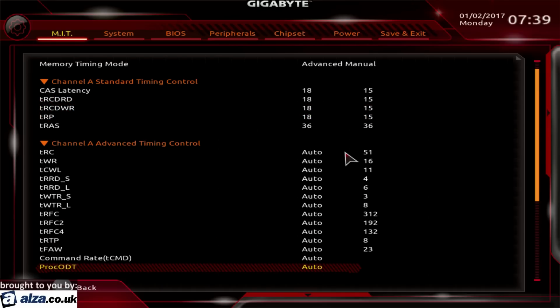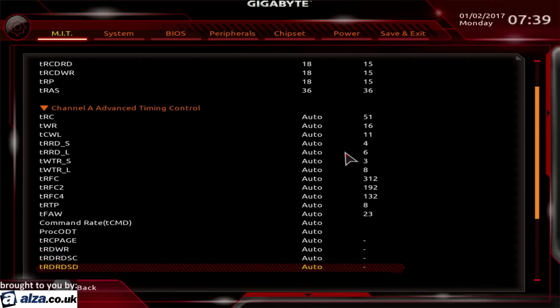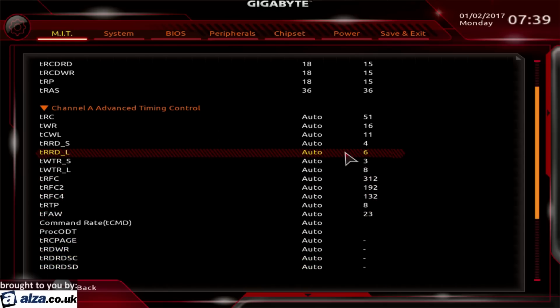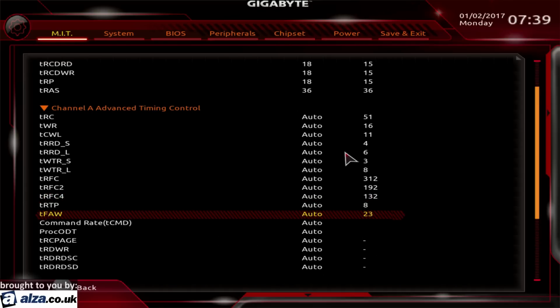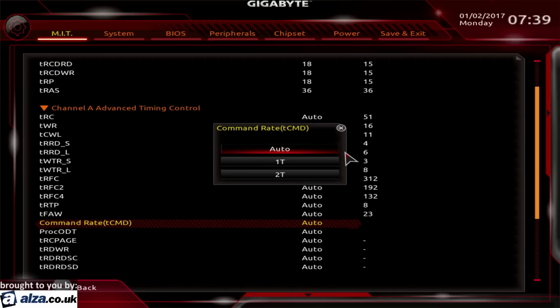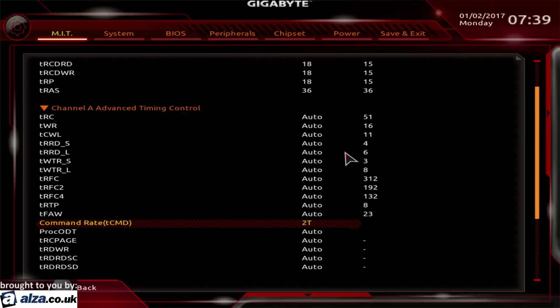We're going to leave everything under, well, not everything. These are all your secondaries, right? TRC down to TFAW, those are your secondaries. You can check those from the Ryzen timing checker, which we went over in the OS. Down here we have command rate. For most memory sticks, if it's B-Die, it can probably do 1T, but depending on your motherboard, your CPU, and your memory kit, you might end up having to run 2T.